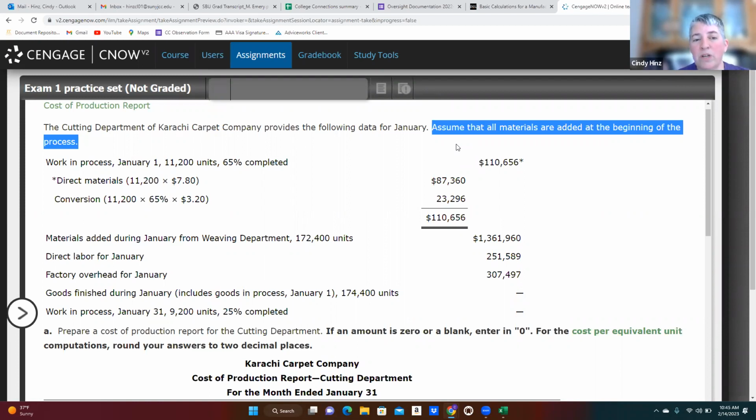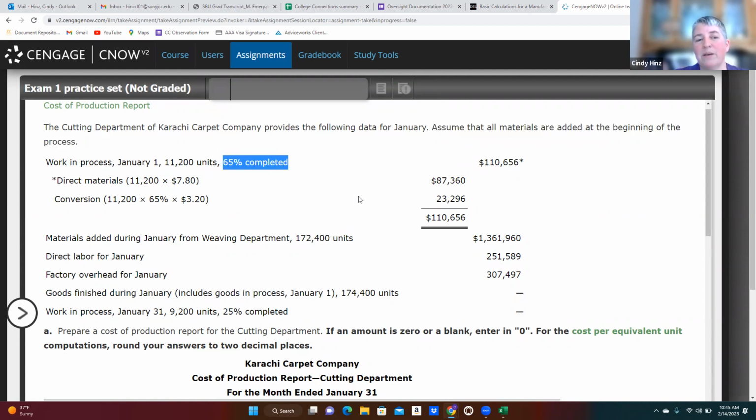Also, as a reminder, conversion costs are the lumped together other costs of production. So that would be the direct labor and the overhead. And for this class, we assume that the conversion costs of direct labor and overhead are incurred uniformly throughout the process. So if we are told here that the beginning inventory was 65% complete as of January 1st, that means in December, they already did 65% of the conversion work and incurred 65% of the conversion costs. And what does that mean? We have 35% left to complete in January.